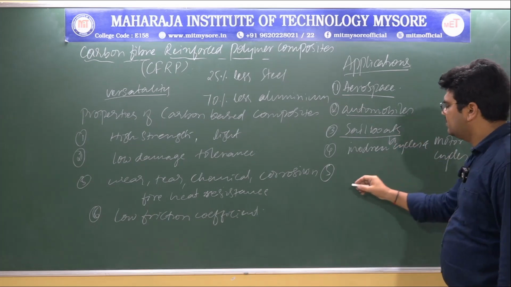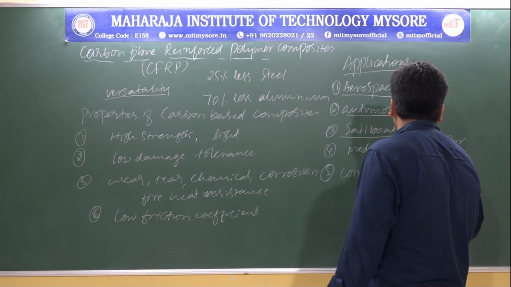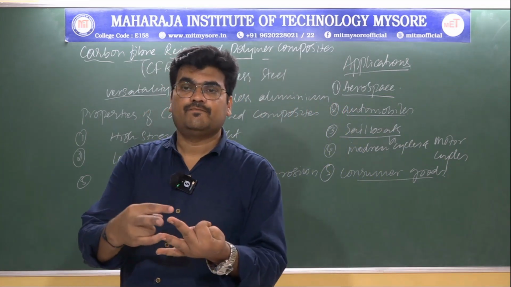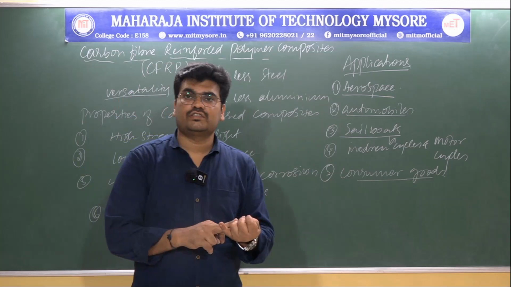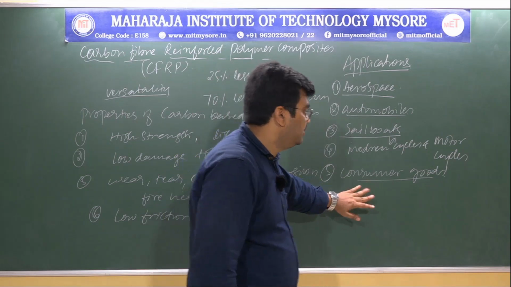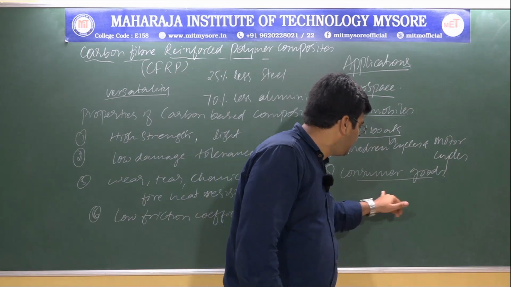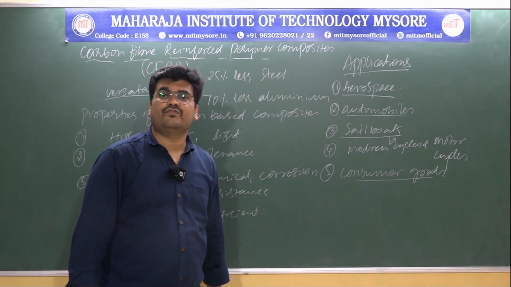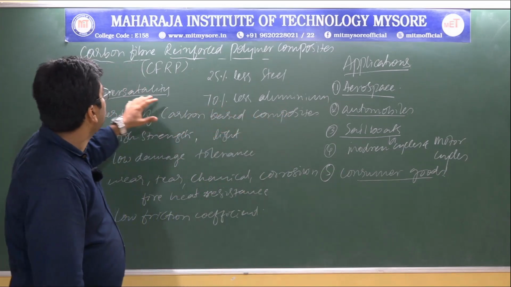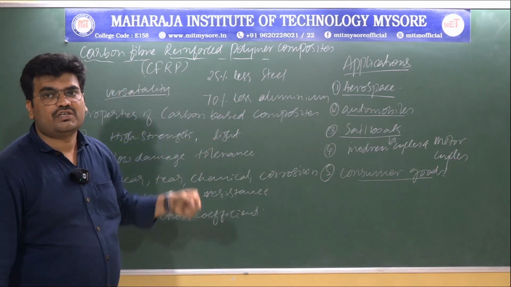So they are bicycles, and lastly they are used in the manufacturing of a variety of consumer goods such as laptops, tripods, hockey sticks, archery, tennis rackets, fishing rods, golf clubs, surfboards, billiards, and in making helmets and shoes in the case of racing sports. So in all those fields, these carbon fiber reinforced polymer composites, carbon based composite materials, are used.